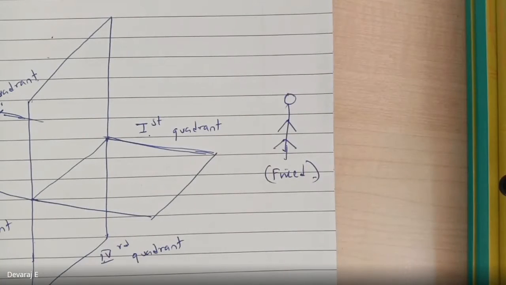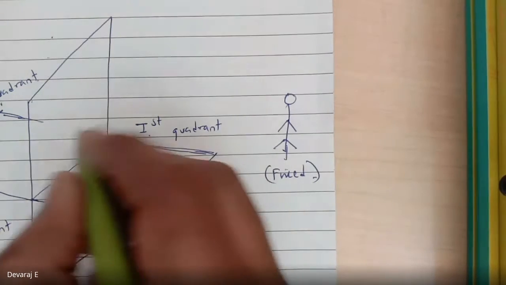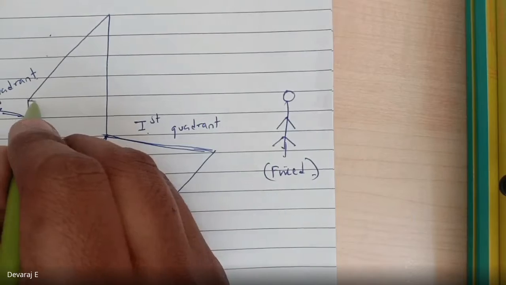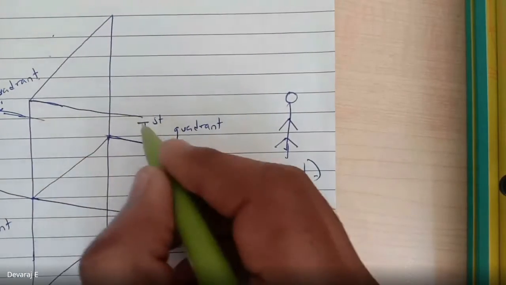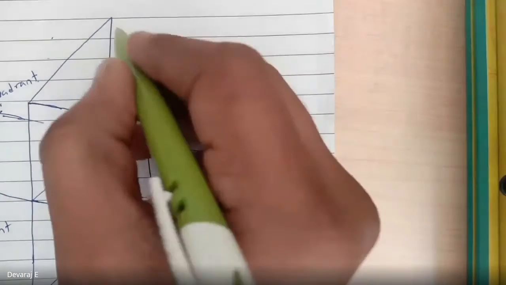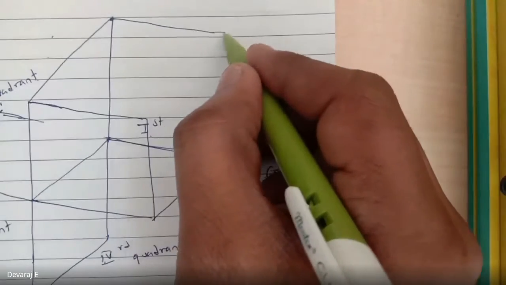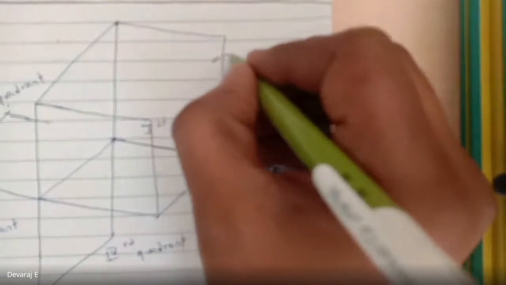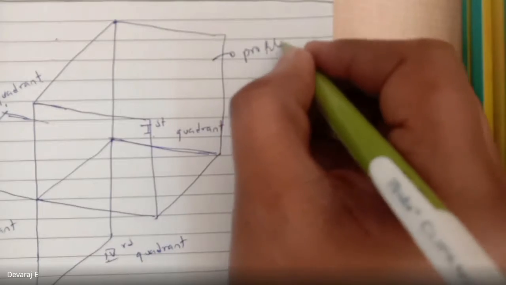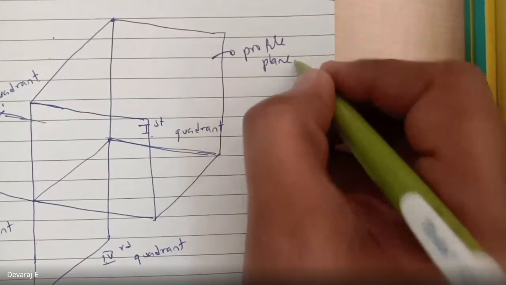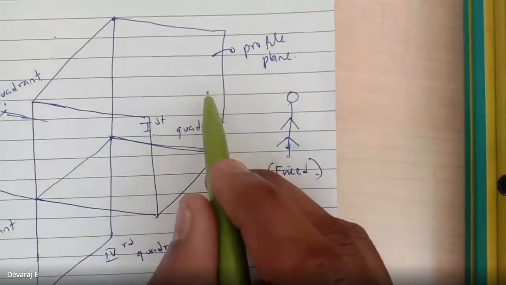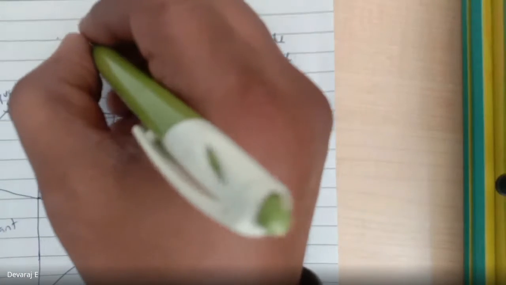Fixed. It will not move with respect to the object. So these are your profile planes, either the left profile plane or the right profile plane. And this is your vertical plane.